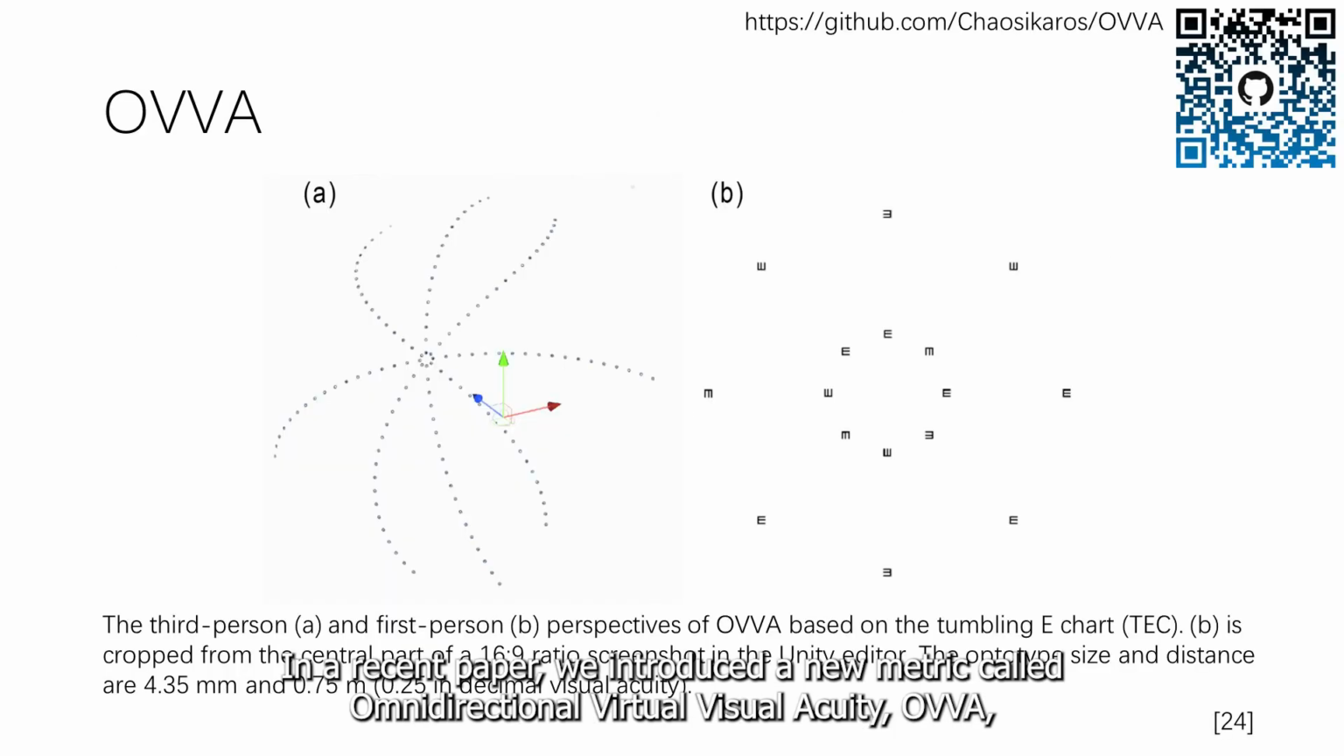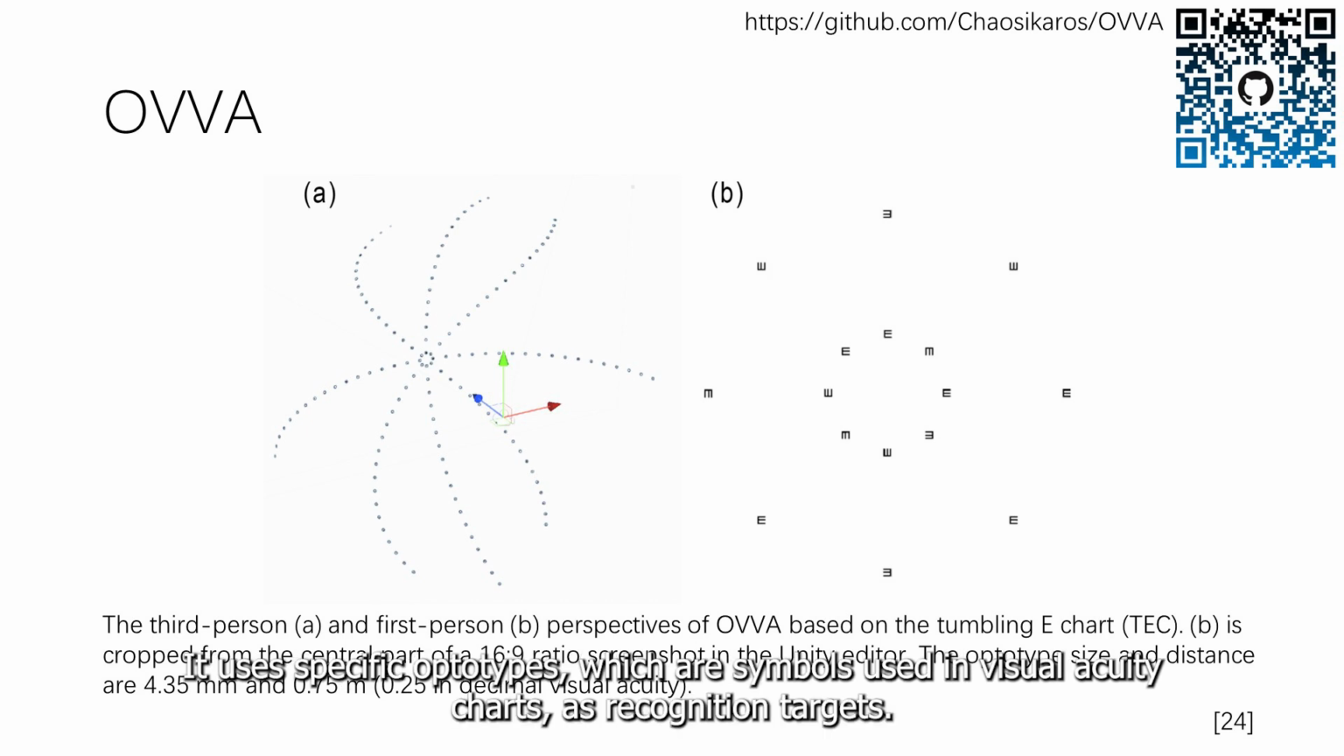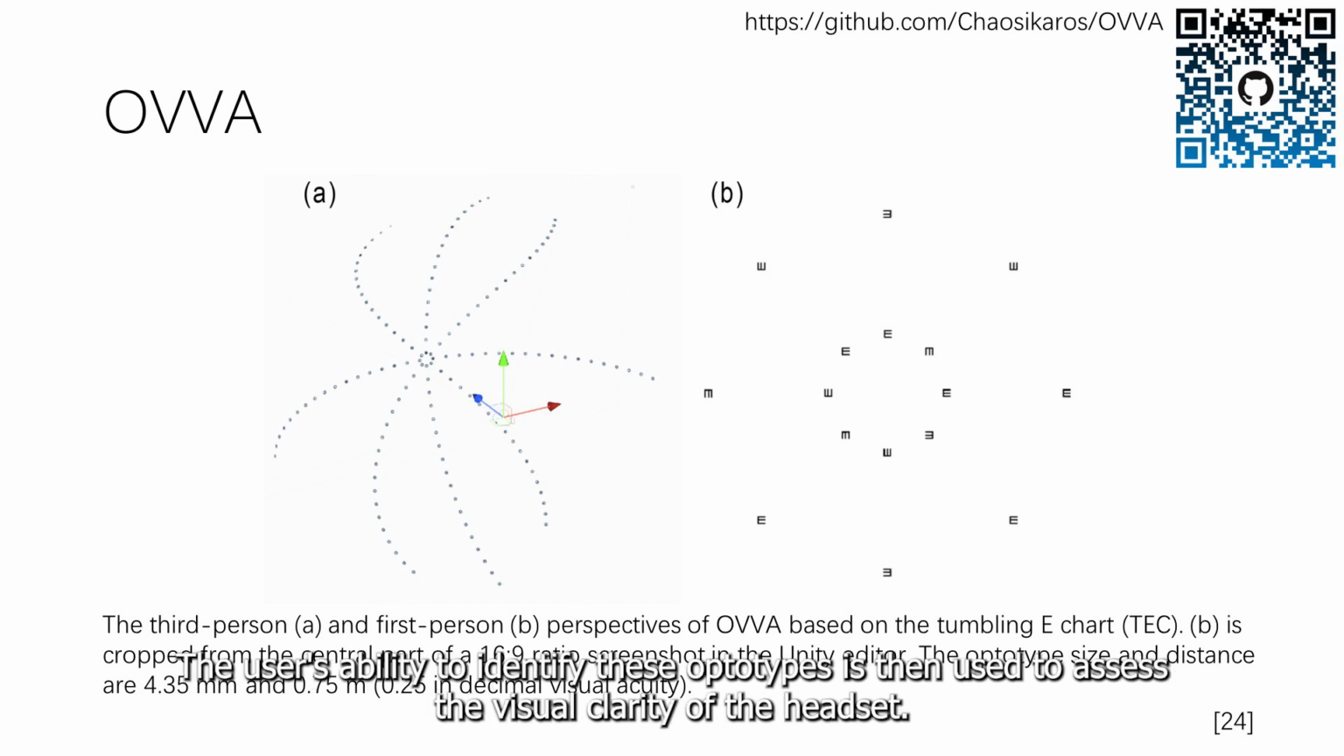In a recent paper, we introduced a new metric called Omnidirectional Virtual Visual Acuity, OVVA, which is designed to evaluate and quantify the visual clarity of VR headsets. The testing method for OVVA is based on real-world visual acuity charts. It uses specific optotypes, which are symbols used in visual acuity charts, as recognition targets. The user's ability to identify these optotypes is then used to assess the visual clarity of the headset.